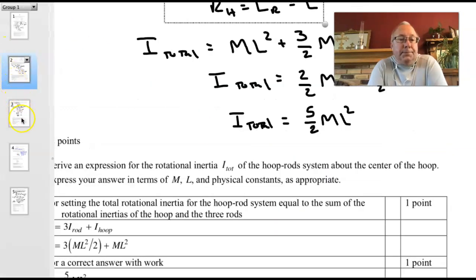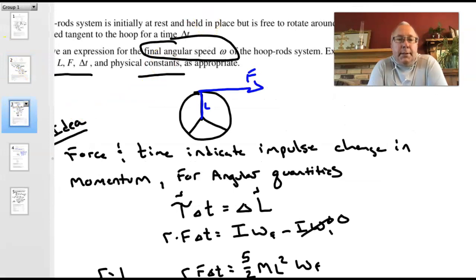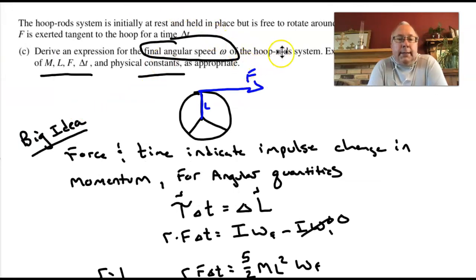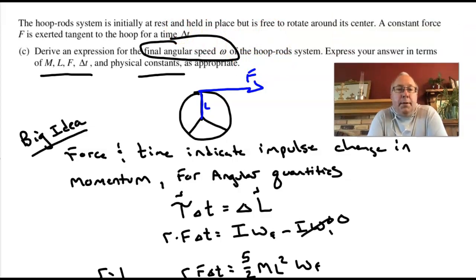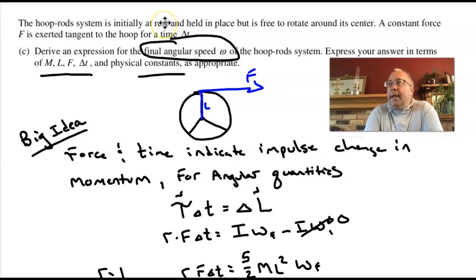All right, part C. So part C is getting at the idea of applying a torque. It says the hoop-rod system is initially at rest, but held in place, but is free to rotate about its center, and a constant force F is exerted tangent to the hoop for some time delta t. Whenever you see a force and you see the time delta t, you should always think, just like if you saw F and delta x being work, F and delta t means an impulse.